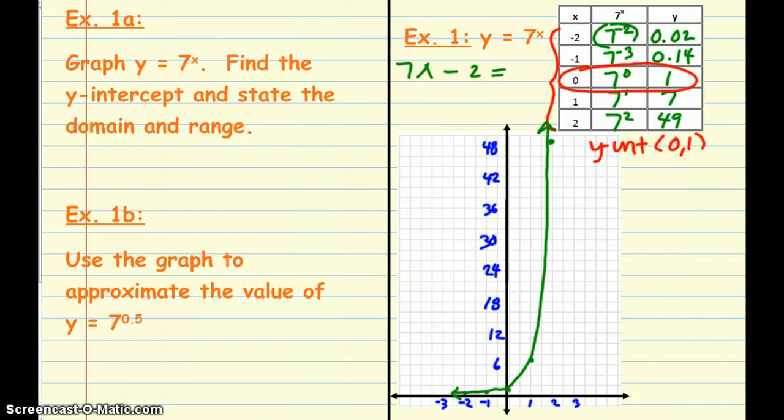And now we need to talk about the domain and range. Well, the domain is just what values do we put in for x. In this case, the domain is all real numbers.